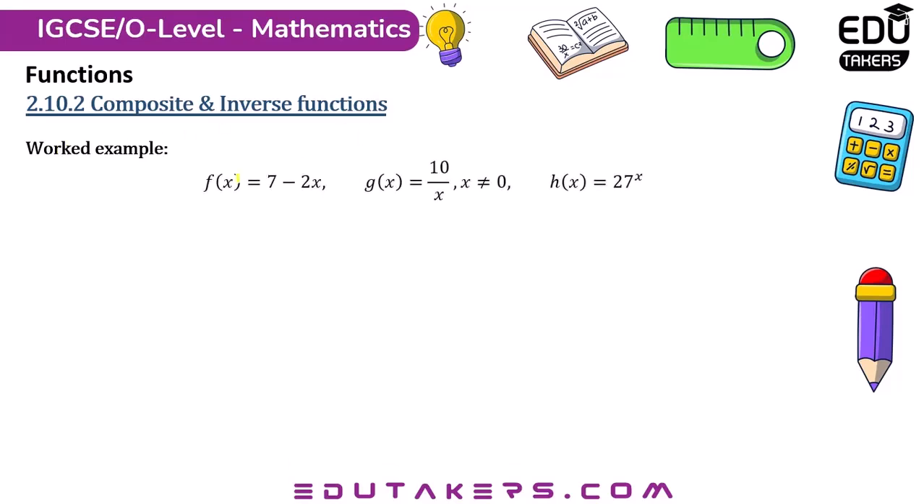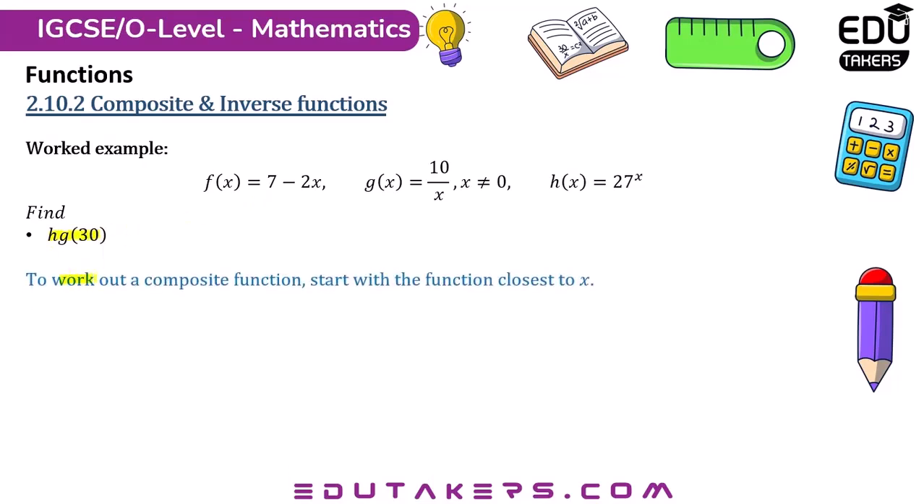Worked example. Now find hg of 30. To work out a composite function, start with the function closest to x, which means first of all you need to calculate g of 30. So start by substituting x equals 30 into g of x. So g of 30 equals 10 over 30 equals 1 over 3.